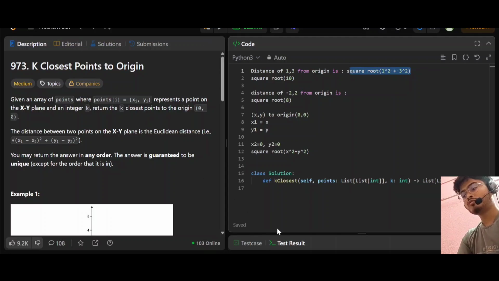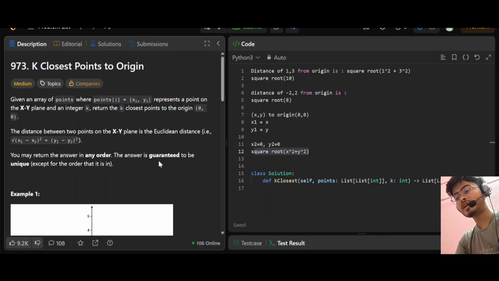So to find the distance from a point to the origin, we will just follow this formula, square root of x square plus y square. For example, for the point 3 comma 4, it will become square root of 3 square plus 4 square, and 3 square is 9 and 4 square is 16. So 9 plus 16 is 25, so it will be square root of 25, which is equal to 5.